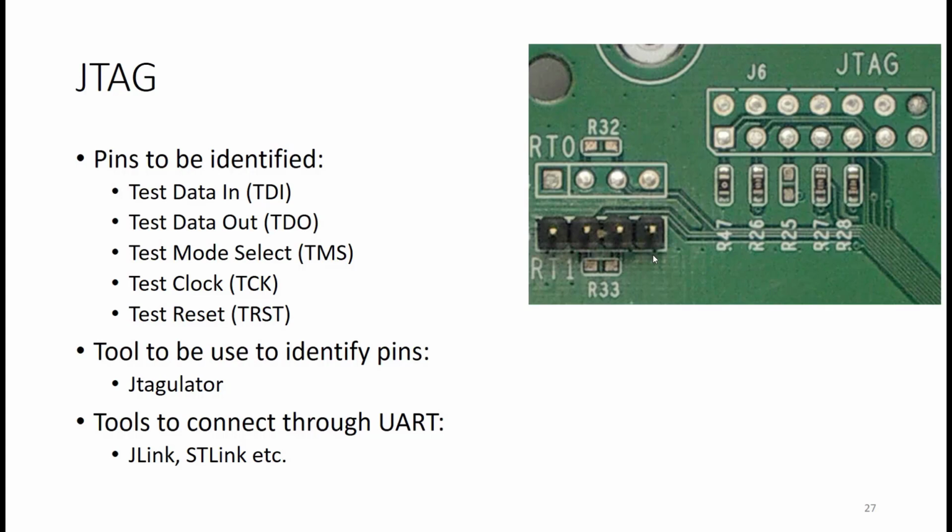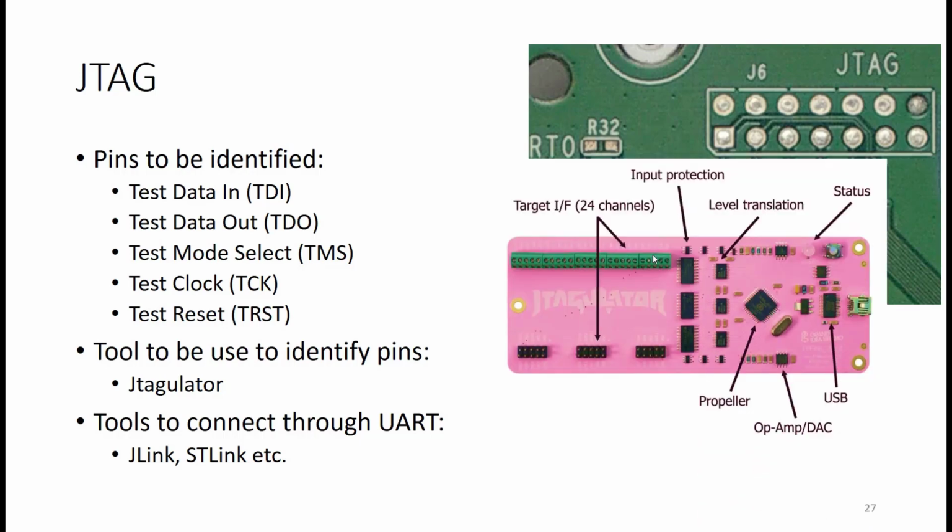To make this task easy, we have a separate hardware tool called JTagulator, which makes it very easy to identify all the pinouts of JTAG. What you need to do is put all the JTAG pins into the header of the JTagulator and start the JTagulator operation. By brute forcing all the pin functions, it can identify and tell you all the required pinouts like TDI, TDO, TMS, TCK, and TRST.